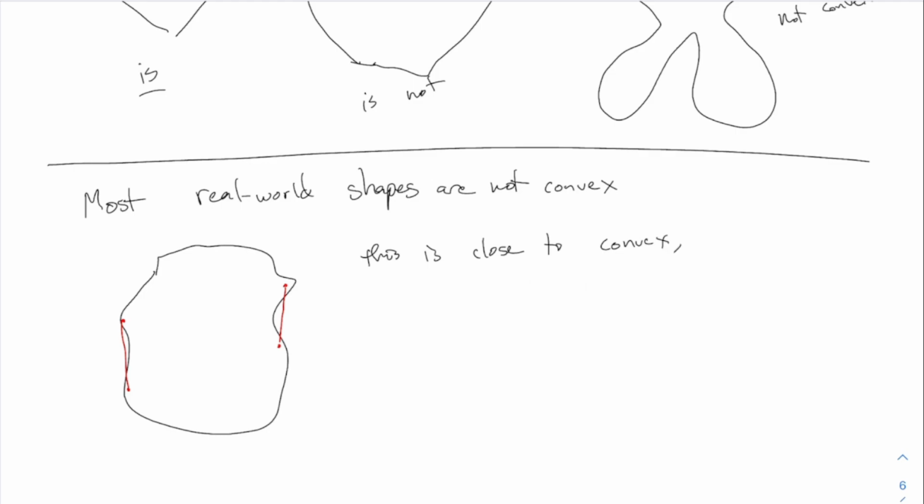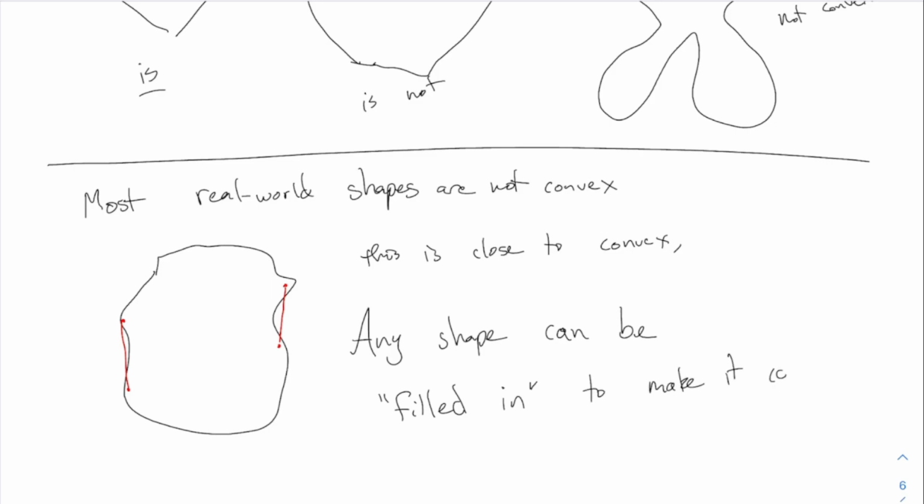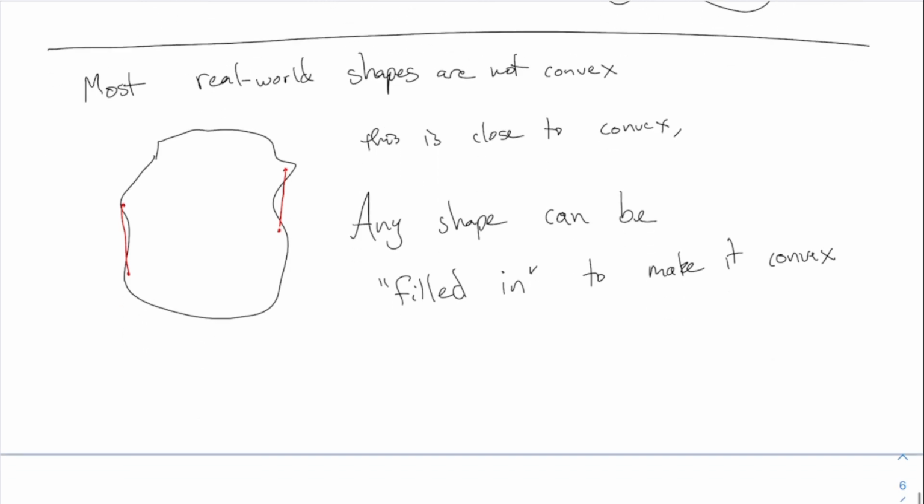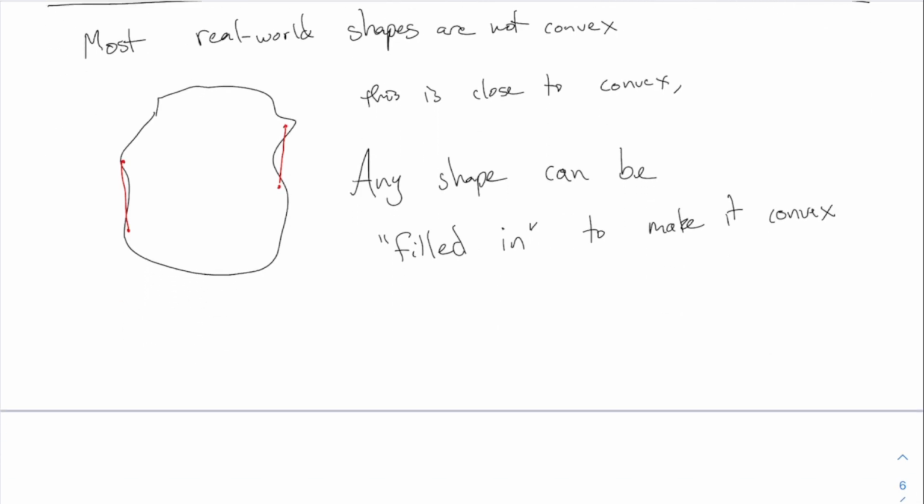Actually, if you take an ordinary shape, any shape at all, any shape can be filled in to make it convex by filling in those inward bumps with straight line segments. I'll show you what I mean by that.